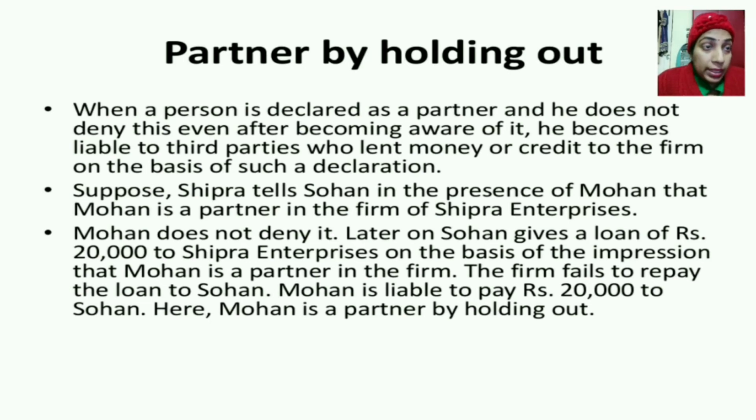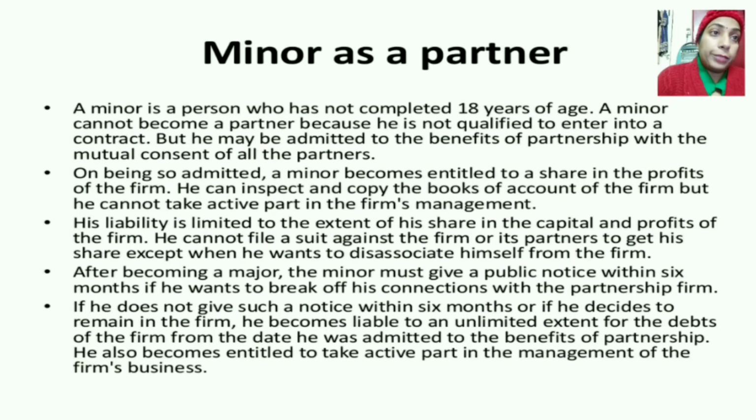Now why is Mohan liable? Because here Mohan is a partner by holding out. He has been declared as a partner of the firm. He did not deny it. That's why he became the partner by holding out.